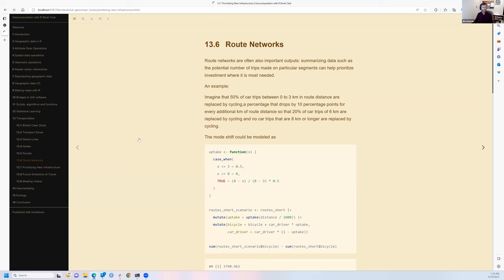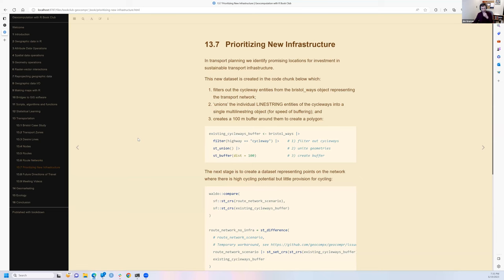Yeah, so they get to the bigger money question here in prioritizing new infrastructure. So somebody wants to spend an awful lot of money on, I don't know, locating a train station or making other investments. And in this example, what they do is they take the Bristol Ways data set with the roads and other things, and specifically look at cycleways, pull the geometries together into one big geometry, and then create a buffer.